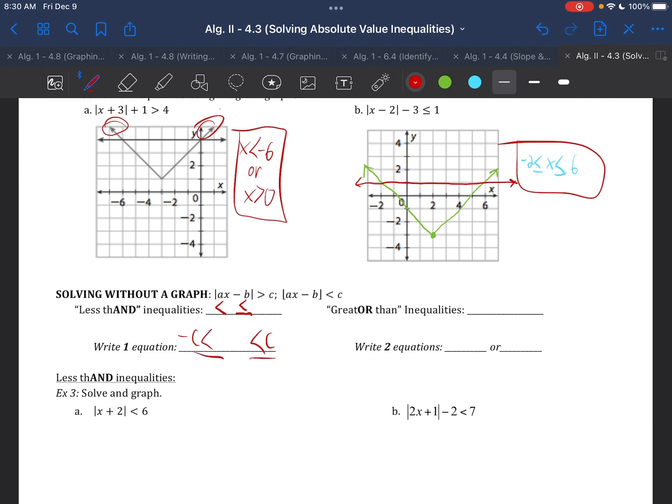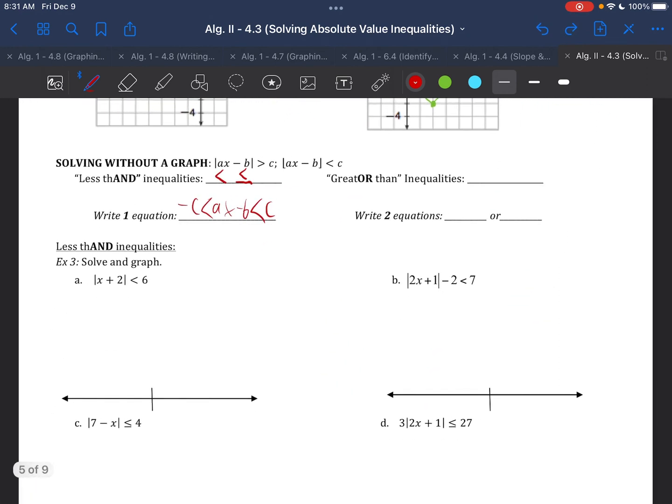And we're going to do our inequality, so whether it's less than or equal to, you write that inequality twice, and then you put whatever's in the absolute value there. So in this case, ax minus b. Then we'll also have our greater than inequalities. But before we go on to the greater than inequalities, which we're adding the word "or" to, we're going to first practice some less than. Let me talk about those, and I'm going to come back to this in the notes.